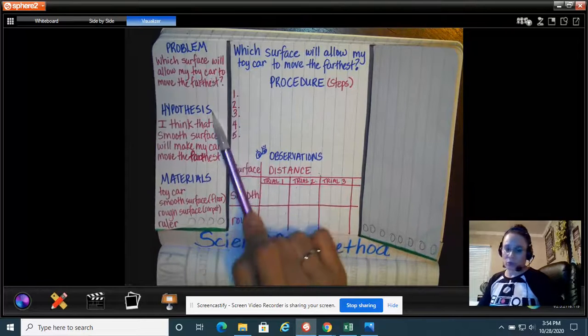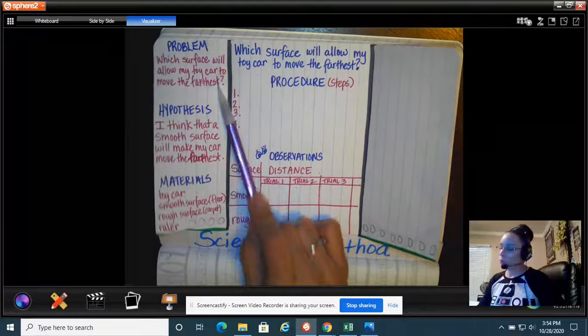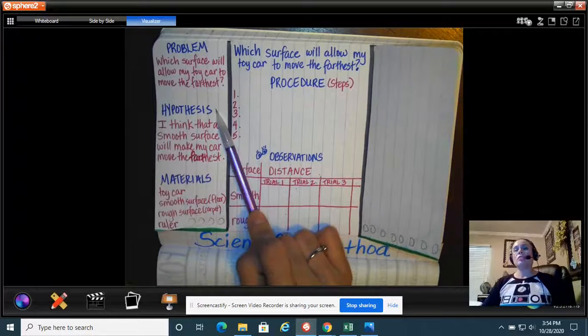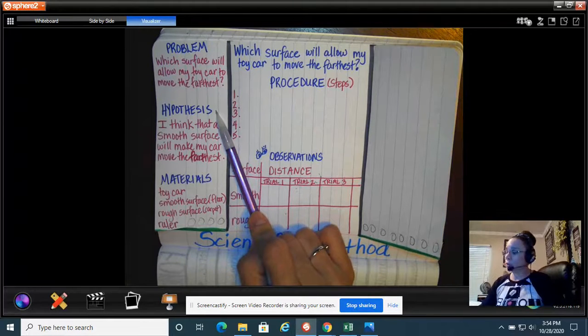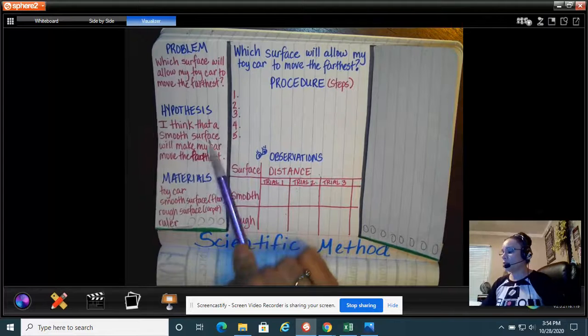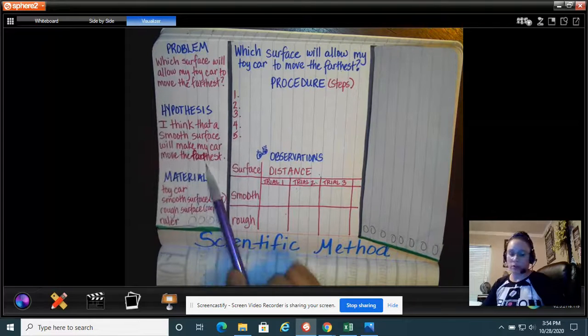Then I answered the question. I answered my own problem with my hypothesis. And this is done before the experiment. So I think that smooth surface will make my car move the farthest.